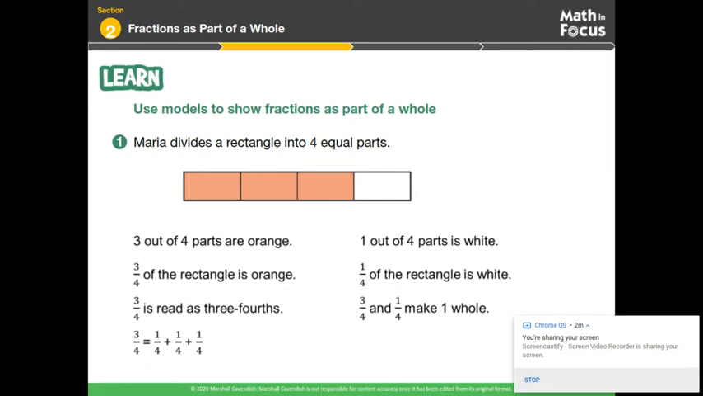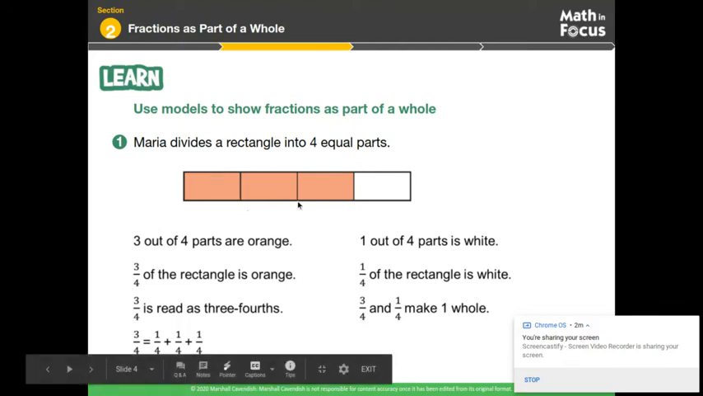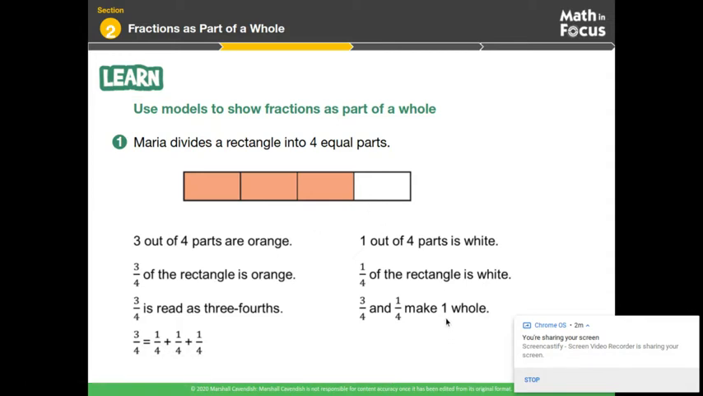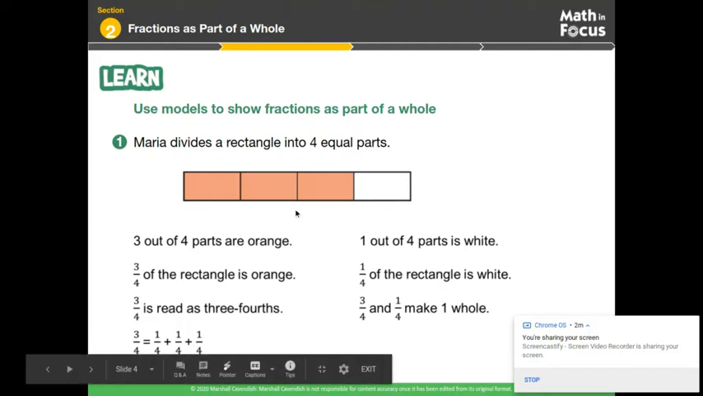Now one of these parts is white. 1 out of 4 is white. We write the fraction like this. 1/4 of the rectangle is white, and we say the words one fourth. So now we've got 3/4 that are orange and 1/4 that is white, which together make one whole. The fraction name for one whole, boys and girls, according to this model, is 4/4. One whole thing. So this is one way you can represent parts of a whole using a fraction model.